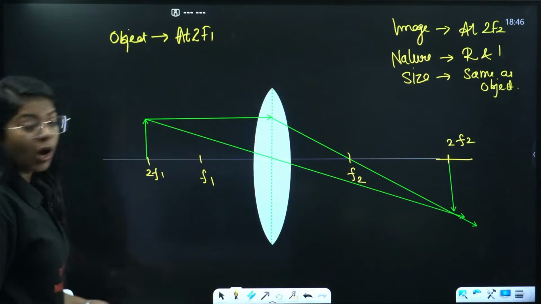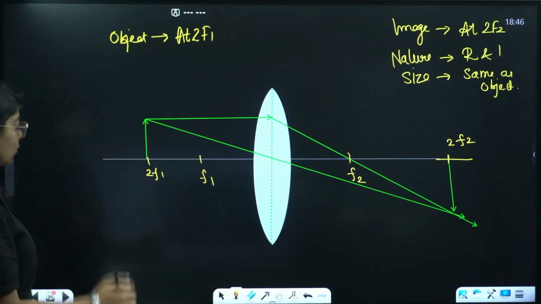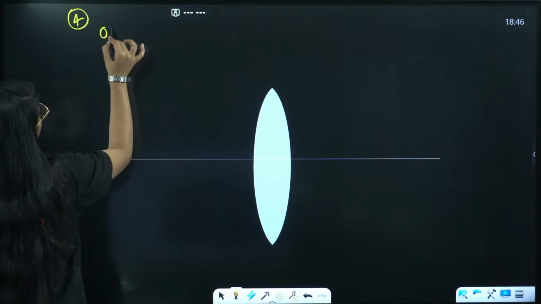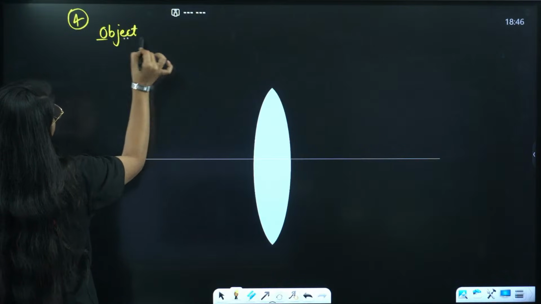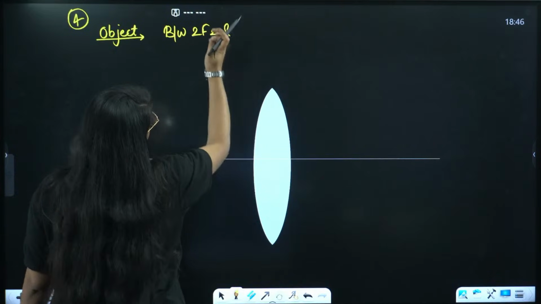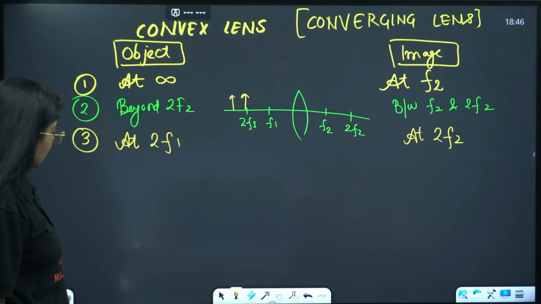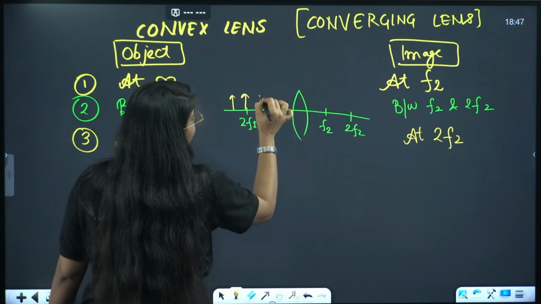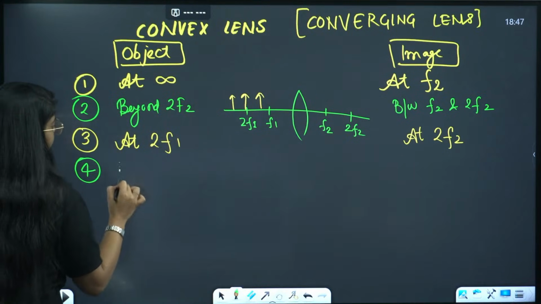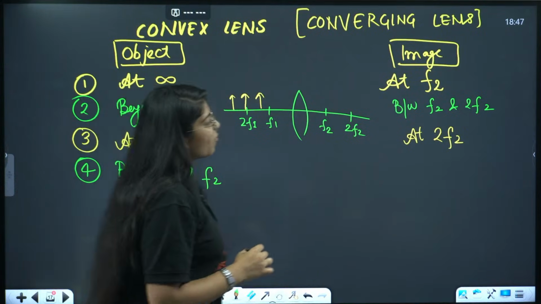Okay, let's move on to the third. चलो, let's move on to the fourth case. Now the fourth case is where the object is where? In the fourth case, now the object is between 2F1 and F1. देखो, the object is now between 2F1 and F1. ठीक है? So in the fourth case, the object is between 2F1 and F1. Where will the image be formed? जल्दी बता दो.